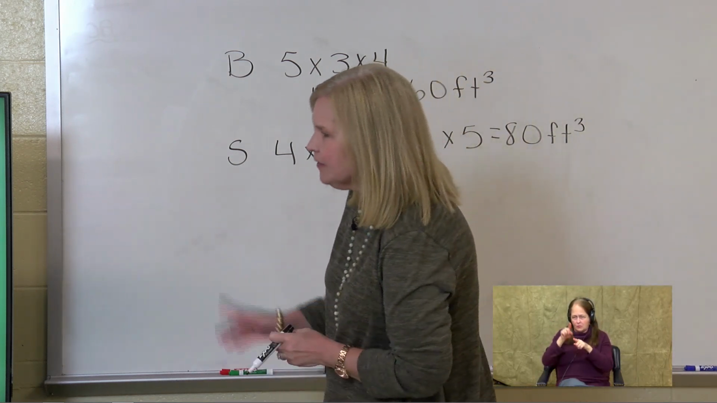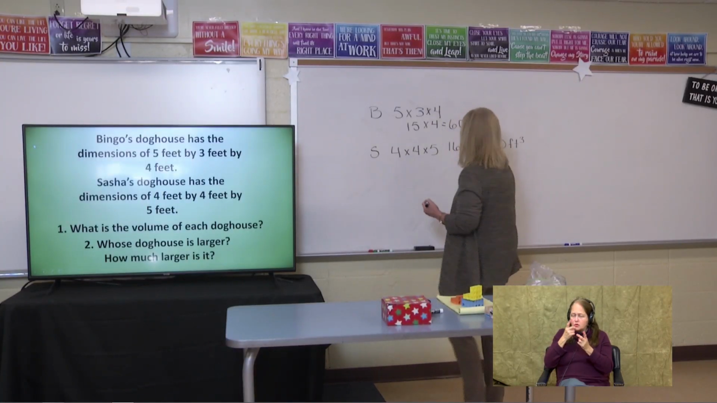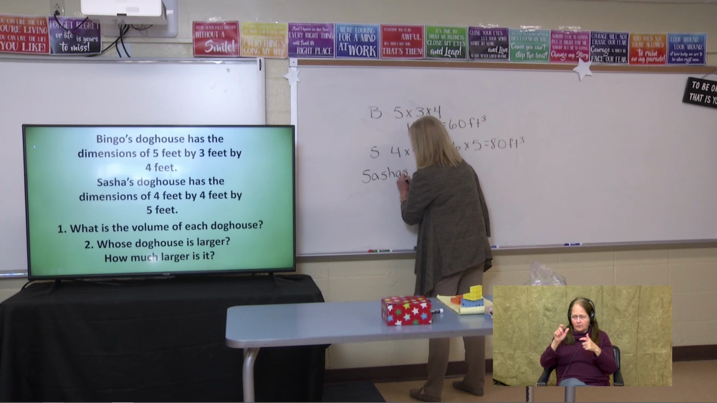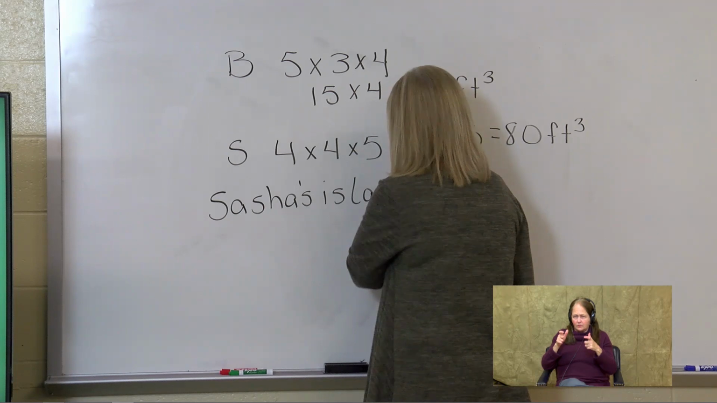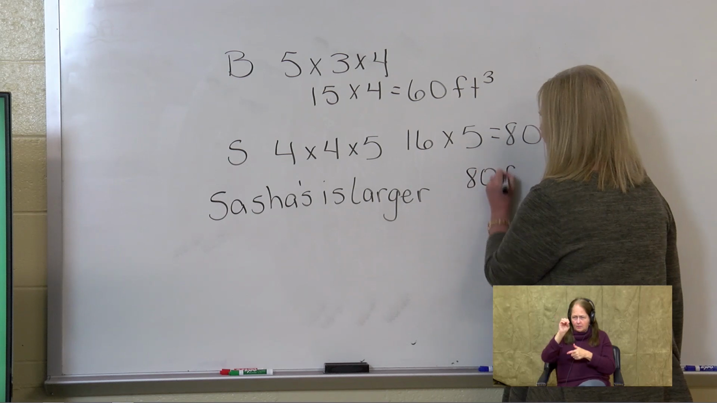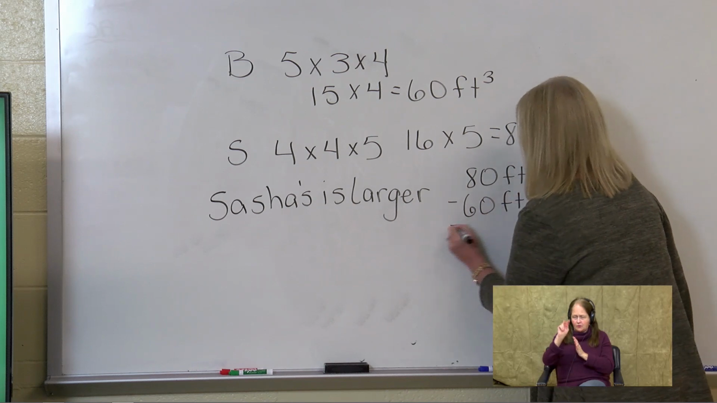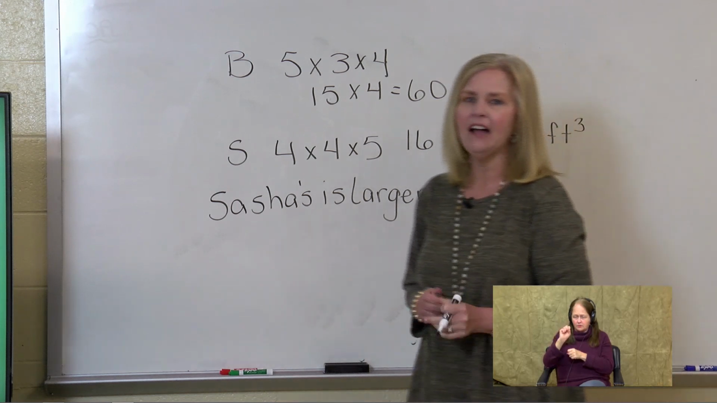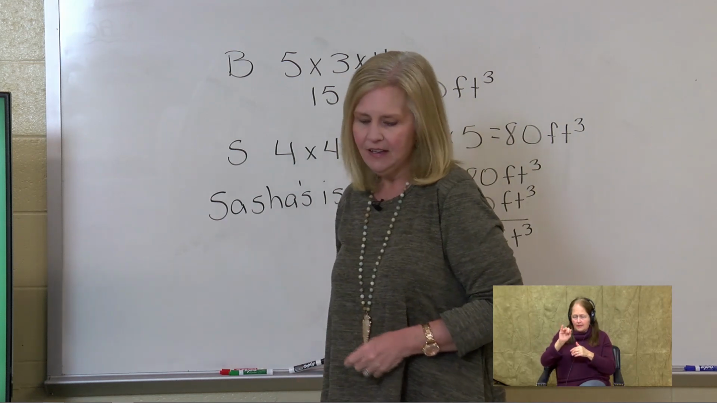So the first question's answered. We found the volume. The second question, whose doghouse is larger? Well, Sasha's is larger. And then it says, how much larger? So we need to take 80 feet cubed minus 60 feet cubed, and you get 20 feet cubed. So Sasha's doghouse is 20 feet cubed larger than Bingo's.